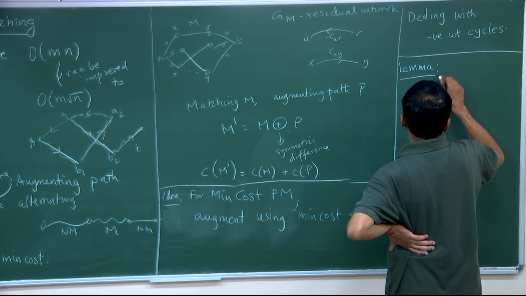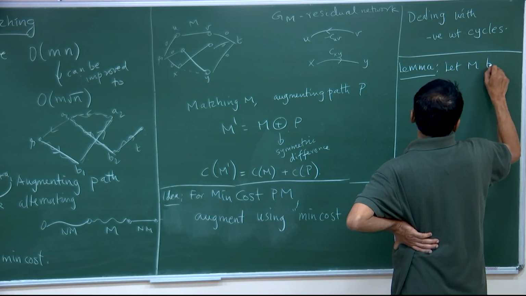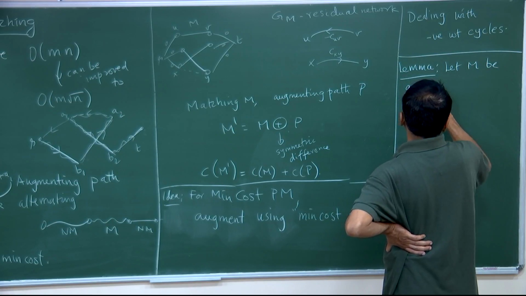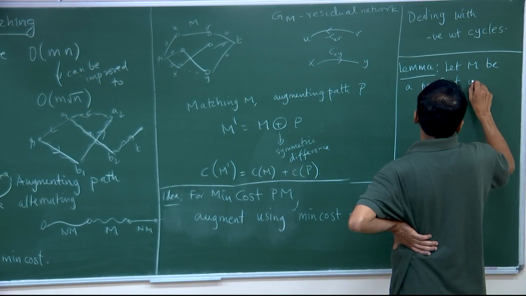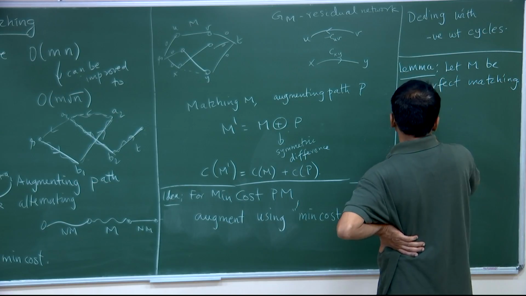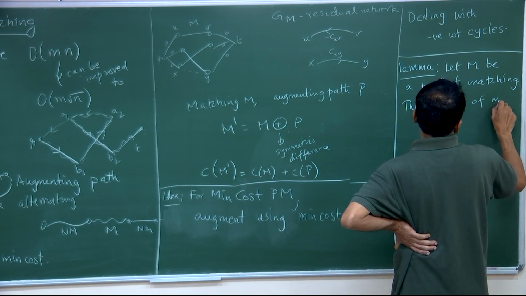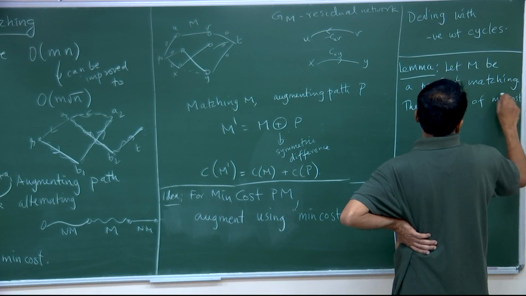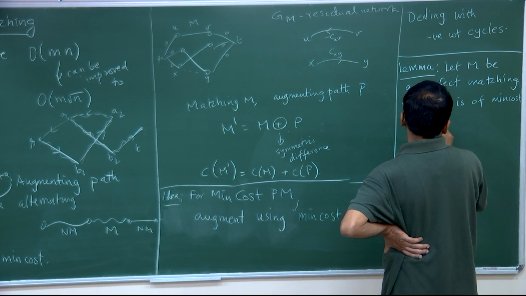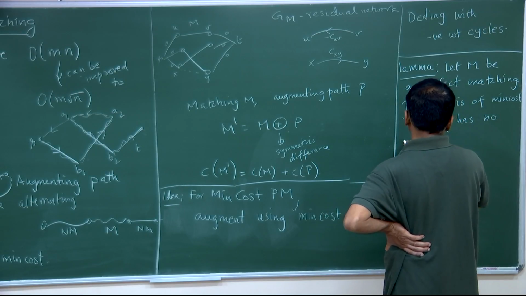Let M be a perfect matching. Then M is of min cost if and only if GM has no negative weight cycle.